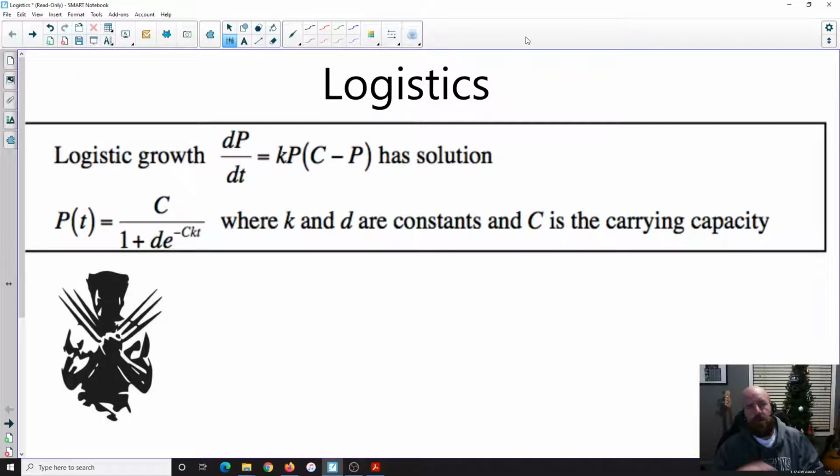All right, the next topic we're going to explore is that of logistics. This is a better way to represent exponential growth in many situations where you have a limit. So, mostly population or sales, anything that involves a real life scenario where you have a maximum amount that can exist or be sold. So this is known as the carrying capacity.